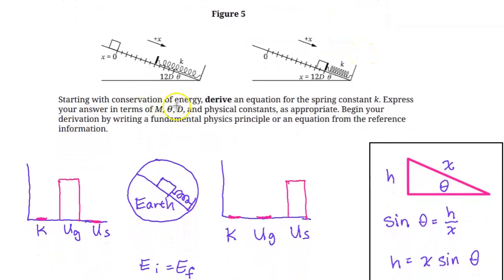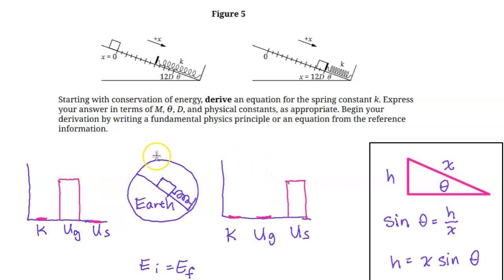Starting with the conservation of energy, derive an equation for the spring constant K. Express your answer in terms of m, theta, d, and physical constants as appropriate. Begin your derivation by writing a fundamental physics principle or an equation from the reference information. So I'm going to create an LOL chart.